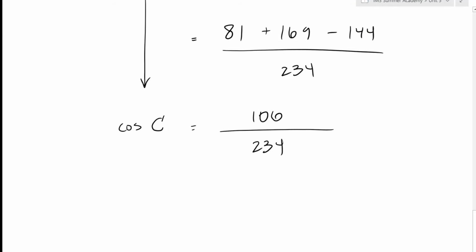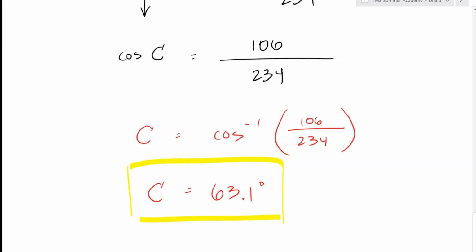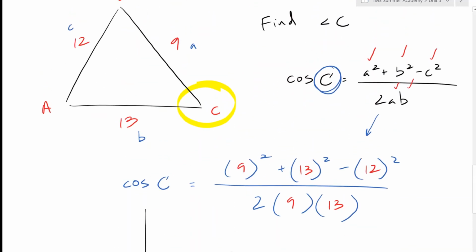To get big C by itself, we move cosine to the other side. In order to do that, we need to inverse it. So on our calculator, the cosine inverse of 106 over 234. Let's see what that comes out to. 63.1-ish. And remember, we need to put this in degrees because it is an angle. So we can check it back on the picture. Does 63-ish degrees look like it makes sense for that? Yeah, I can get on board with that.